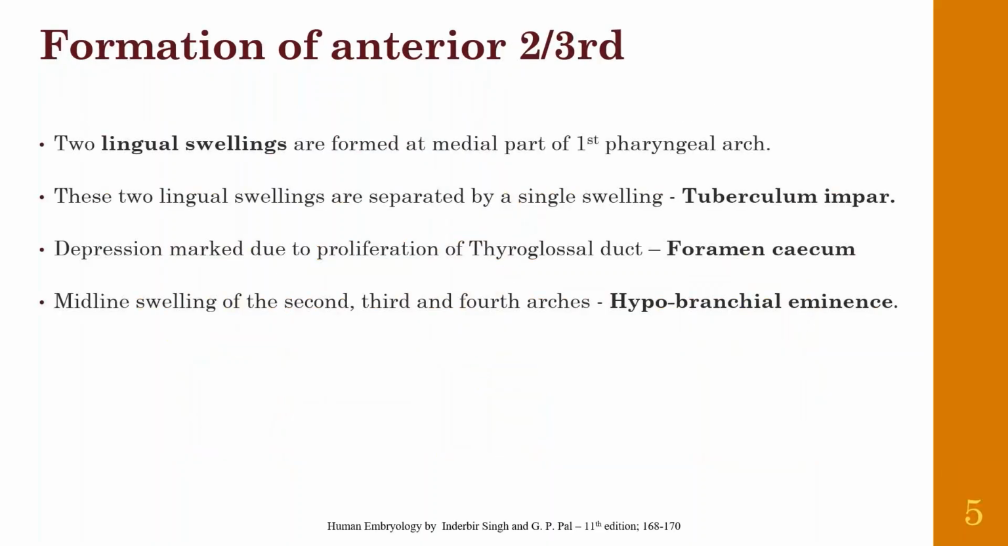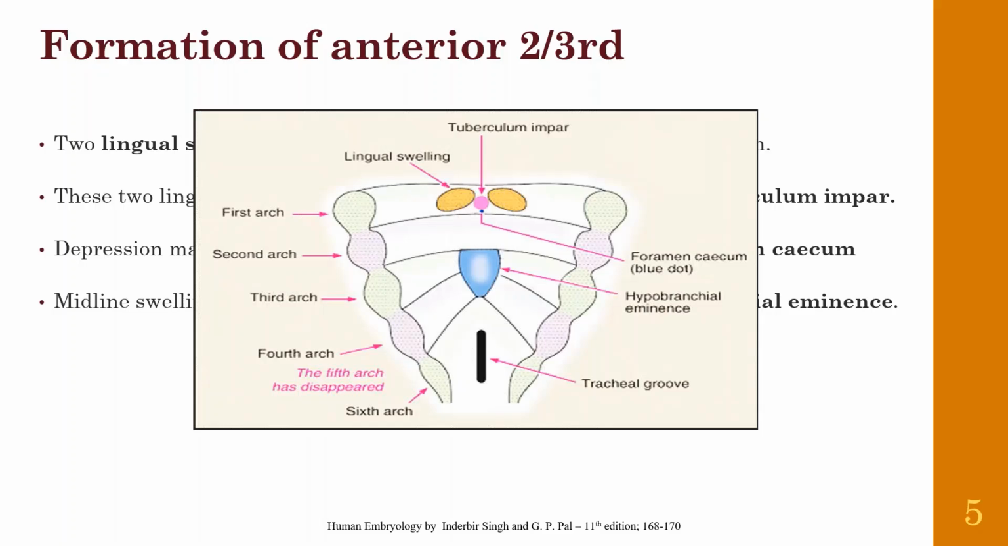Formation of the anterior two-third. The medial-most part of the mandibular arch proliferates into two lingual swellings. These two lingual swellings are separated at the midline by another single swelling, the tuberculum impar. Behind the tuberculum impar, the epithelium proliferates to form a downward growth, the thyroglossal duct. The depression marked by this downward growth is the foramen cecum. Another midline swelling in relation to the second, third, and fourth arches is the hypobranchial eminence or copula of His.